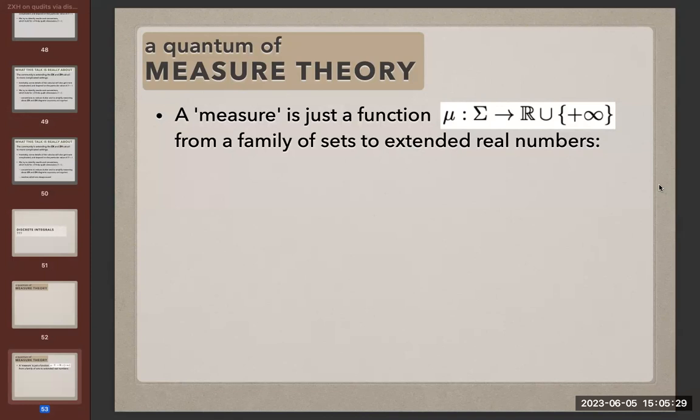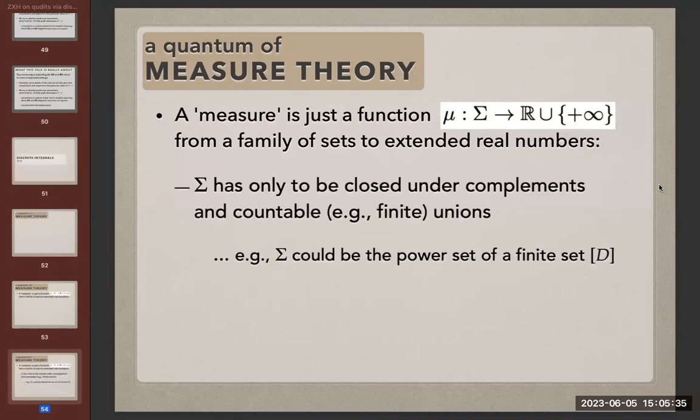But you can define measures in more general ways as well. And all you need is for this set sigma, this set of measurable sets, to be closed under complements, and closed under countable unions. So for example, finite unions. And so in particular, you can define a set of measurable sets on a finite set. In this case, we're considering a finite set of D elements, the index set for our qudits. You could think of this as the set of integers from 0, 1 up to D minus 1, if you like. But you can just think of the subsets of that set. All subsets of that set, you could define these to be the set of your measurable sets.